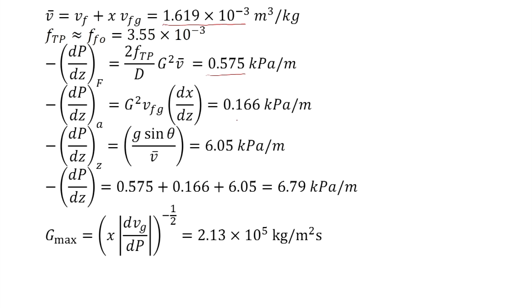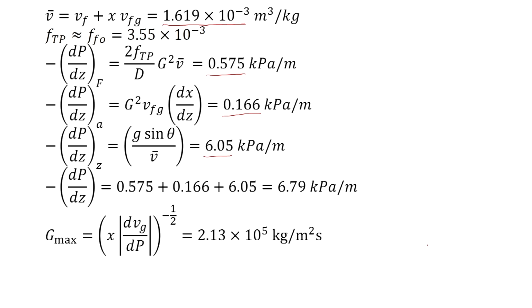The acceleration pressure gradient is 0.166 kilopascal per meter. Gravitational pressure gradient is 6.05 kilopascal per meter. So, in this case the gravitational pressure gradient is dominant and the frictional and acceleration pressure gradients are much smaller than the gravitational pressure gradient, and between the frictional and acceleration pressure gradients the frictional pressure gradient this time is larger.